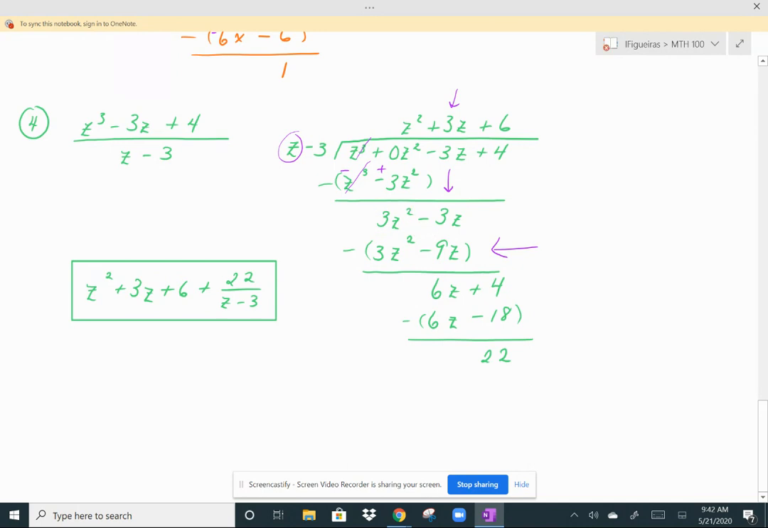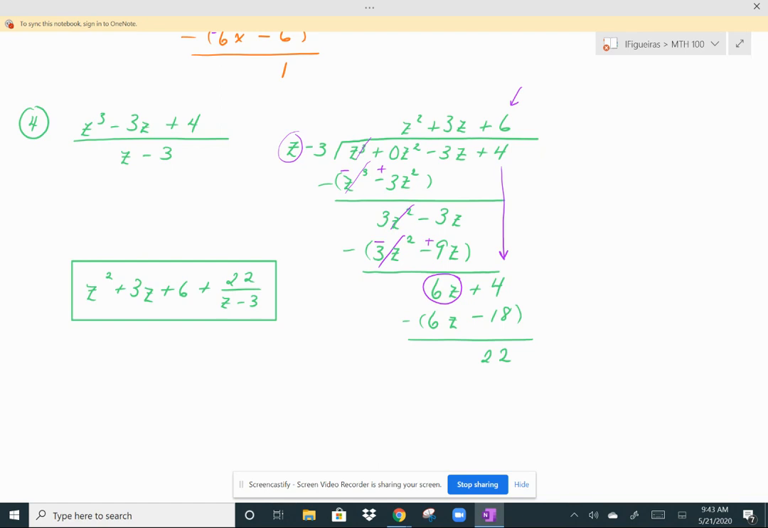Repeat the process, take the 3z squared divided by z, that gives me just a positive 3z, which is what you see here. Take the 3z, distribute it across the divisor, you get 3z squared minus 9z. Subtract, this one turns to minus, that one turns to a positive. These cancel, and you get 6z, and then you want to bring down the last term, which means you only have to do this division one more time.